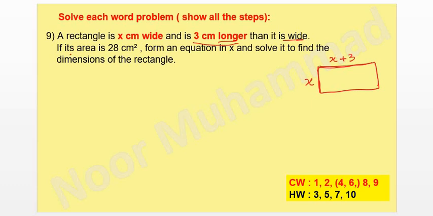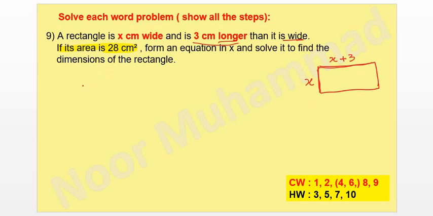Now if the area is 28 square centimeters, how do we get the area? We multiply the length with the width, or you can say width with the length, and it becomes equal to the area. Right? This is the formula for the area. So let's multiply the length and the width and write.